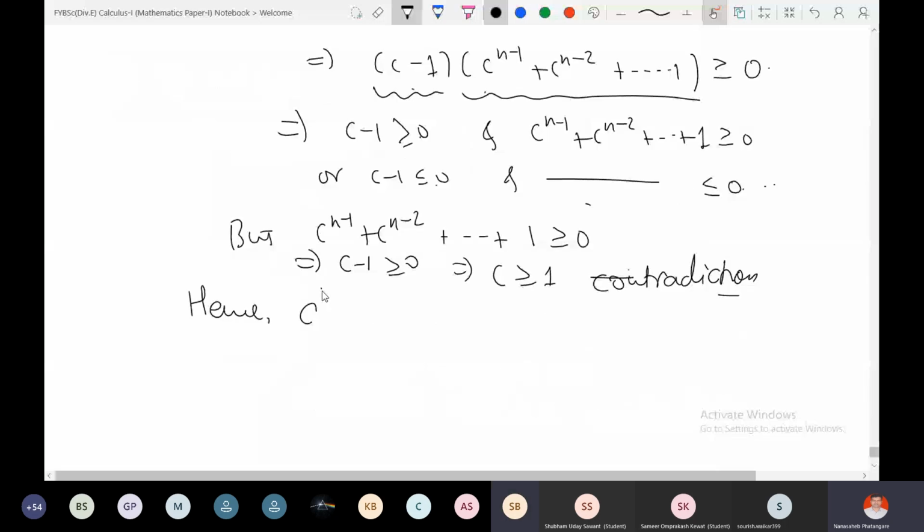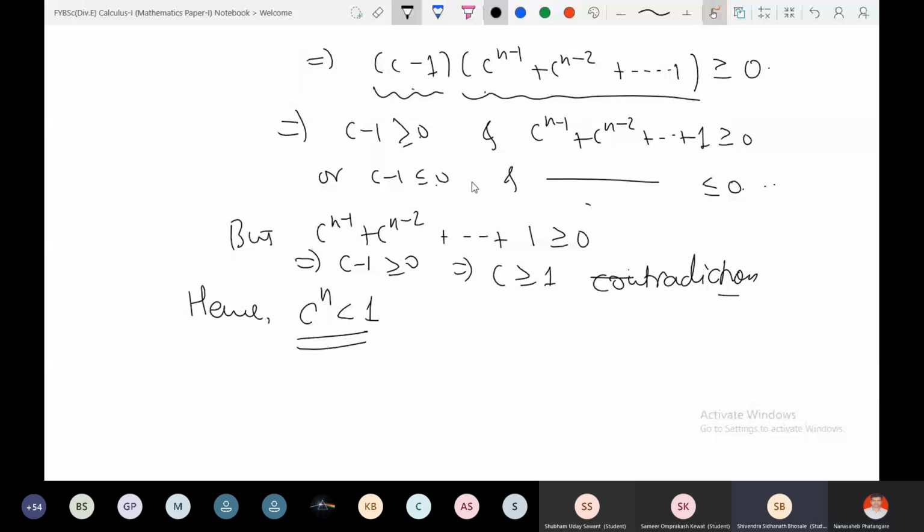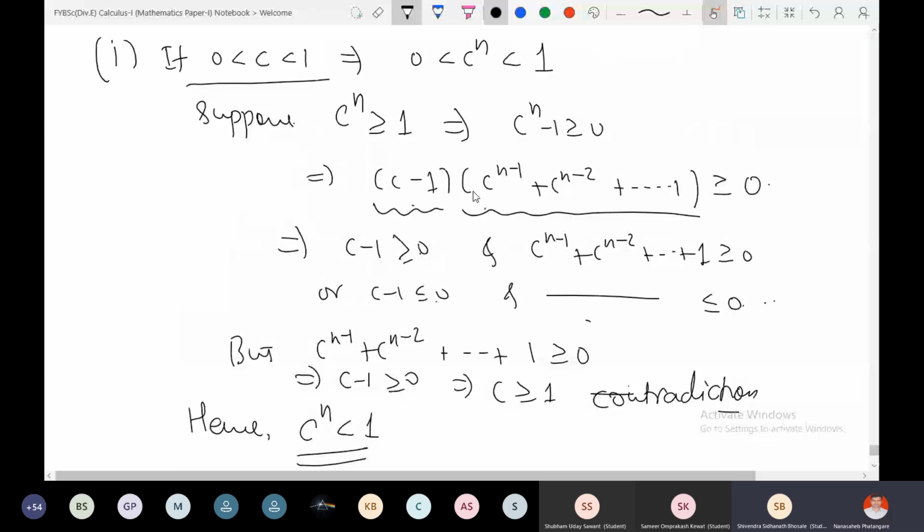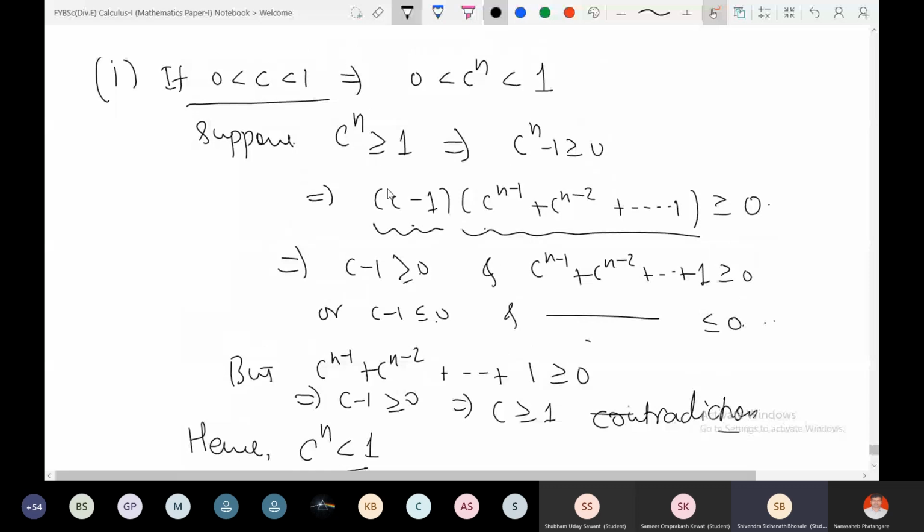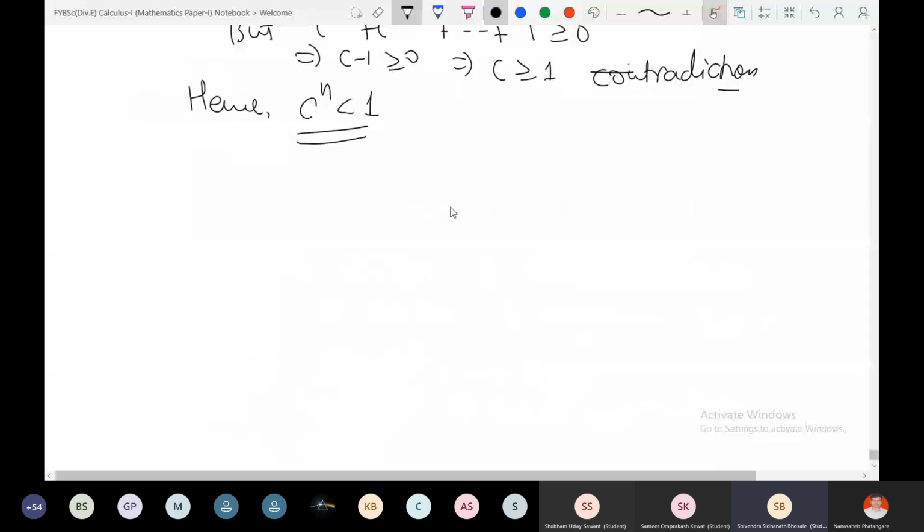Sir, instead of factorization, we can do it some other way. Yeah, certainly there are other ways. Sir, I have one idea: we can take nth root on both sides. After you wrote that c power n is greater than 1, we can take nth root on both sides, and then it comes out that c is greater than 1 power n. Yes, so here itself is a contradiction. So in one line we can prove it more easily.